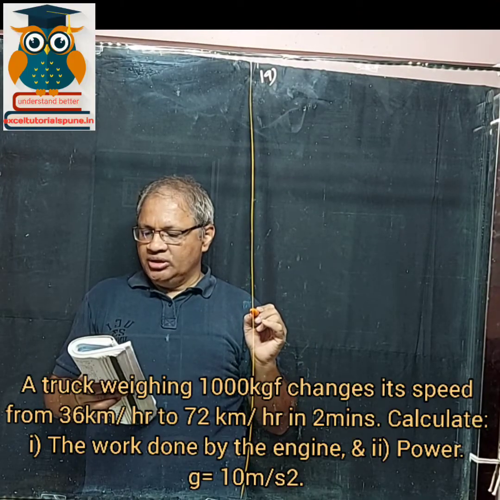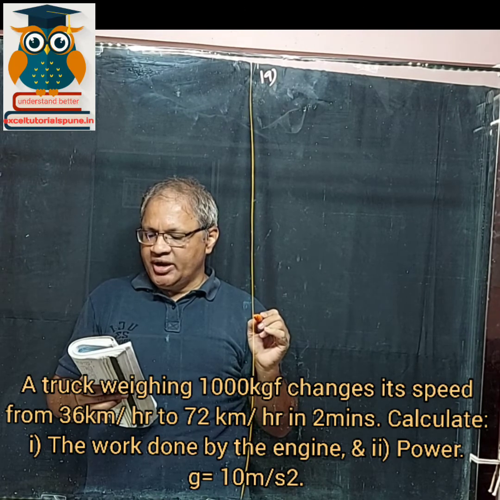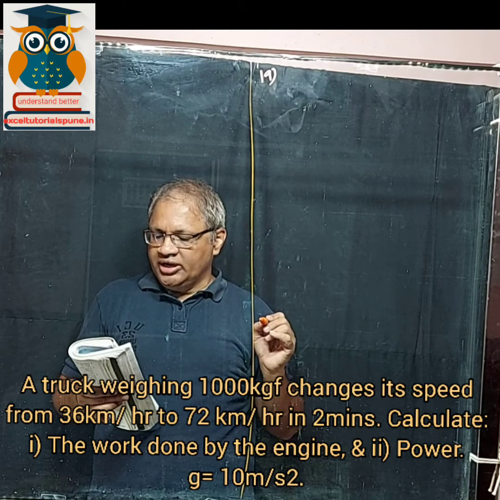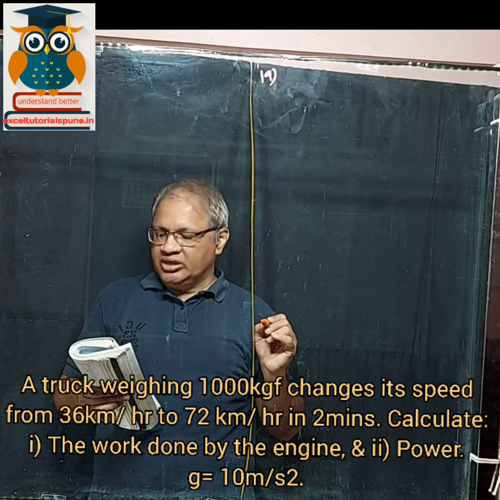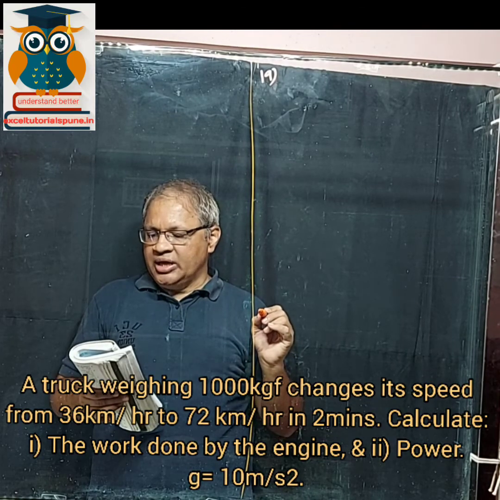A truck weighing 1000 kgf changes its speed from 36 km per hour to 72 km per hour in 2 minutes. Calculate the work done and the power. Gravity is given as 10 meter per second square. So the mass is given as 1000 kg.